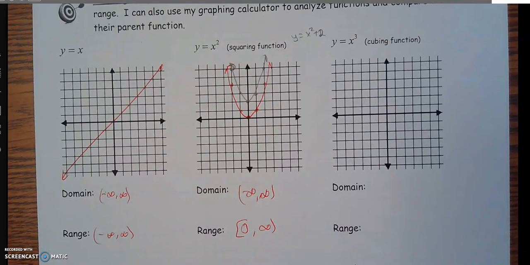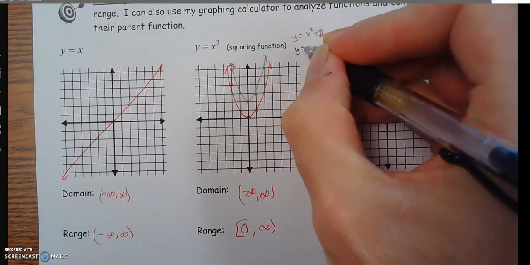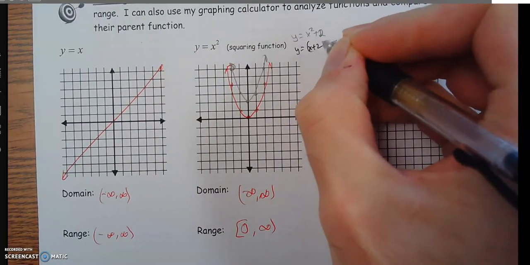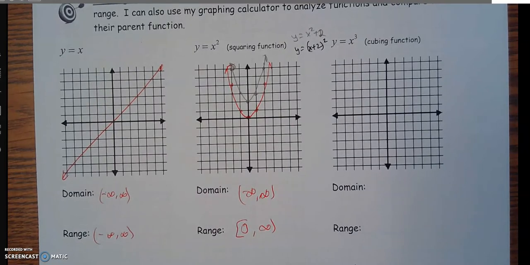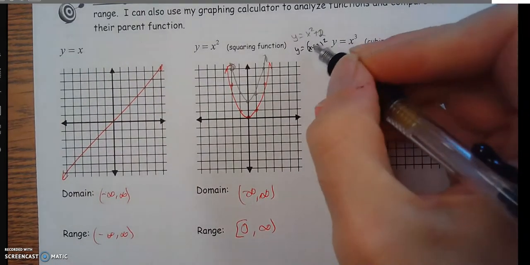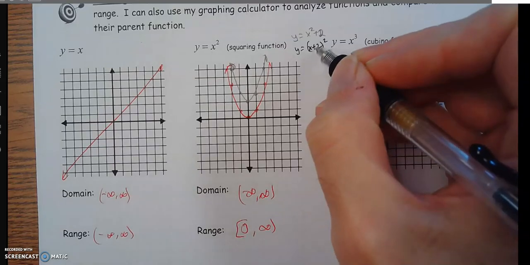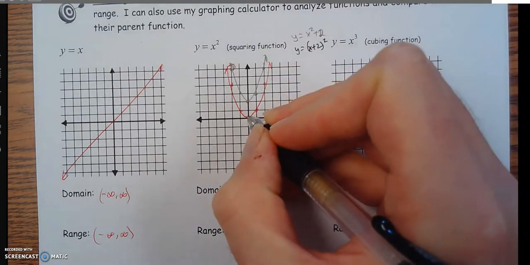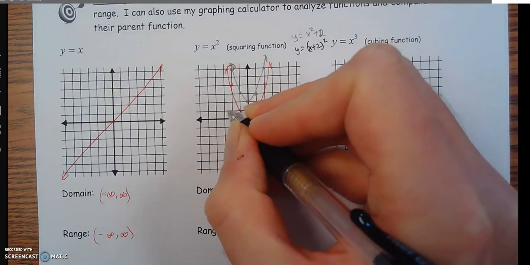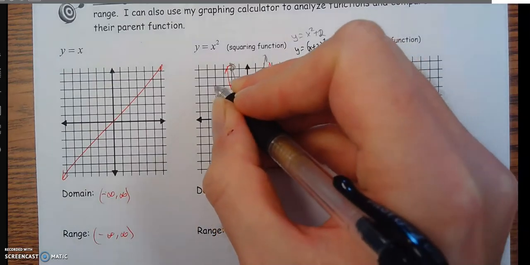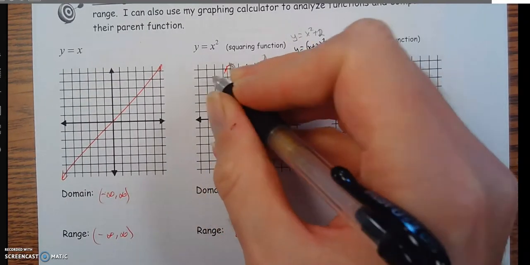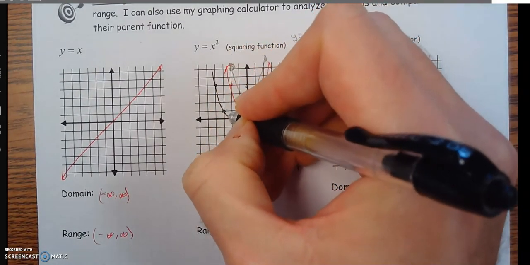If we did, say, y equals (x plus 2) all squared, that's very different. The plus 2 is inside the parent function, so that's going to be left and right, and this one would end up being left. So it's going to take all these points left 2 units and complete the graph.